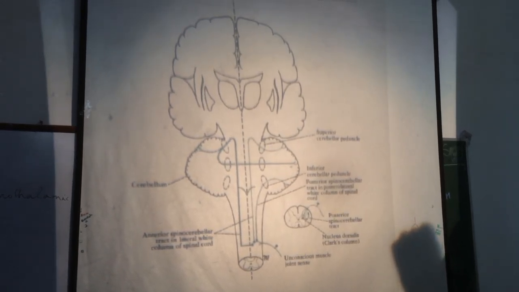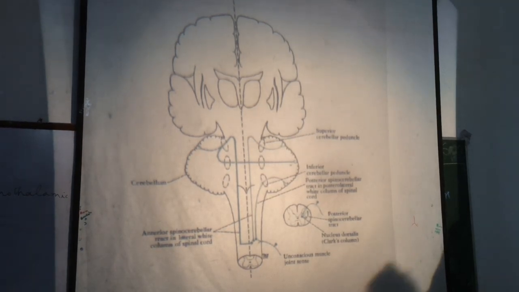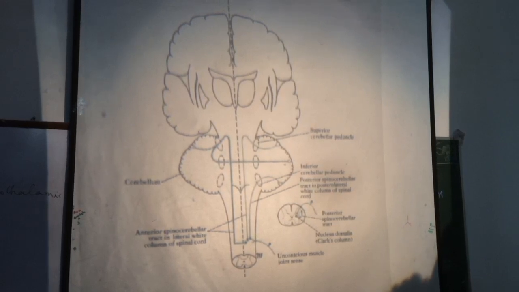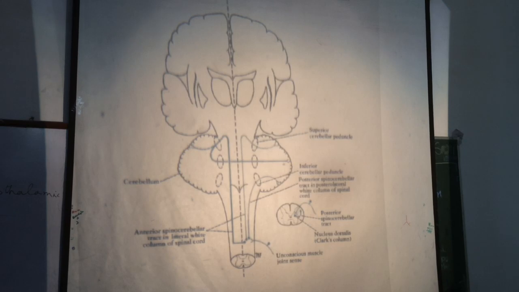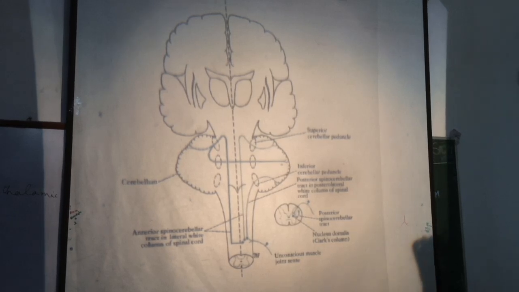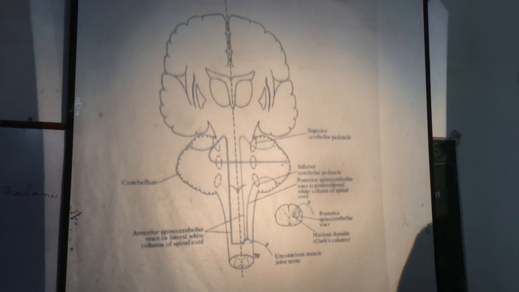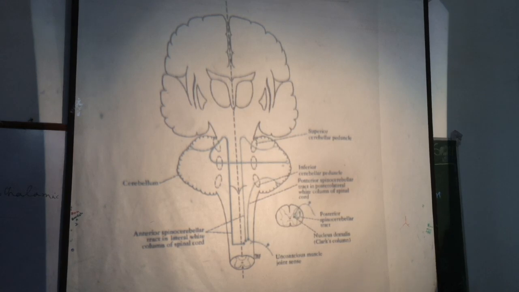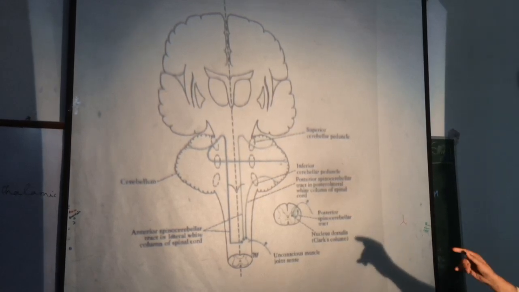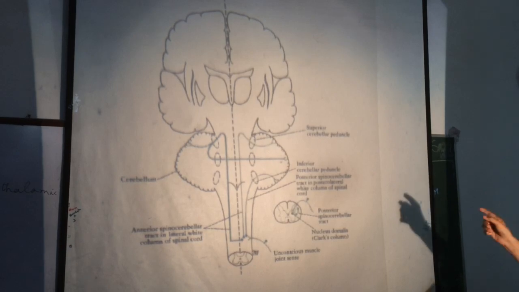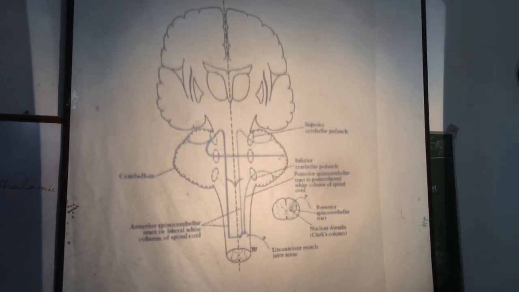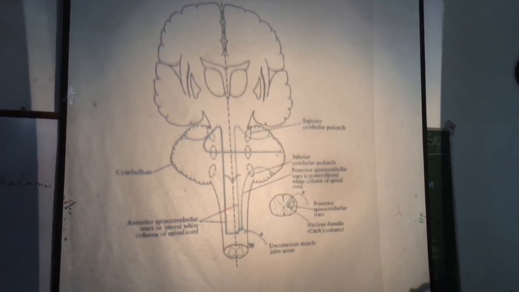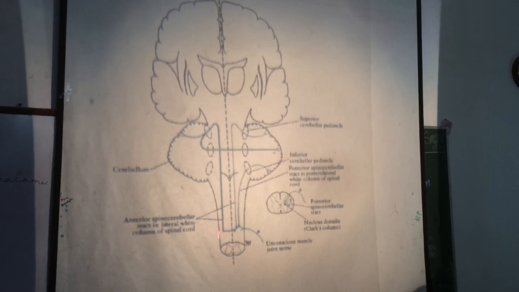Cerebellum will use this information to coordinate movements of the limbs and to maintain the posture. So this is the function of the posterior spinocerebellar tract. Now we come to the anterior spinocerebellar tract.